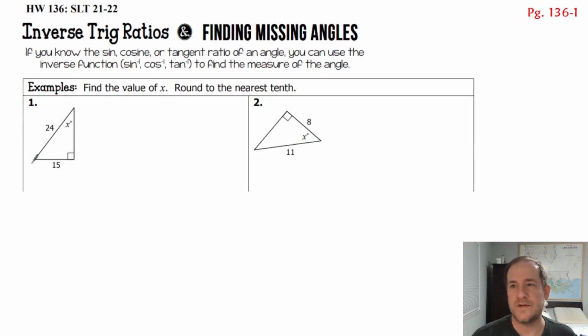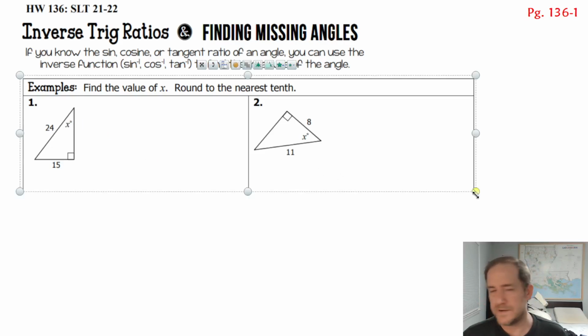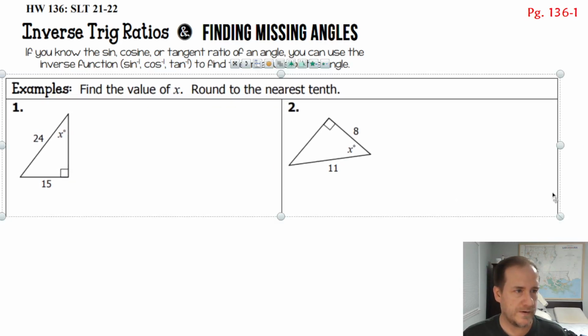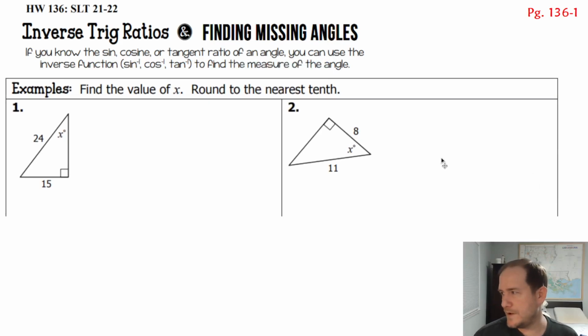So instead of the problems from before on page 134 where we knew the angle and we had to find a side, for these problems we know two sides and we have to use the sides to find an angle. So let's talk about some of these. Make this bigger. All right, that'll do.